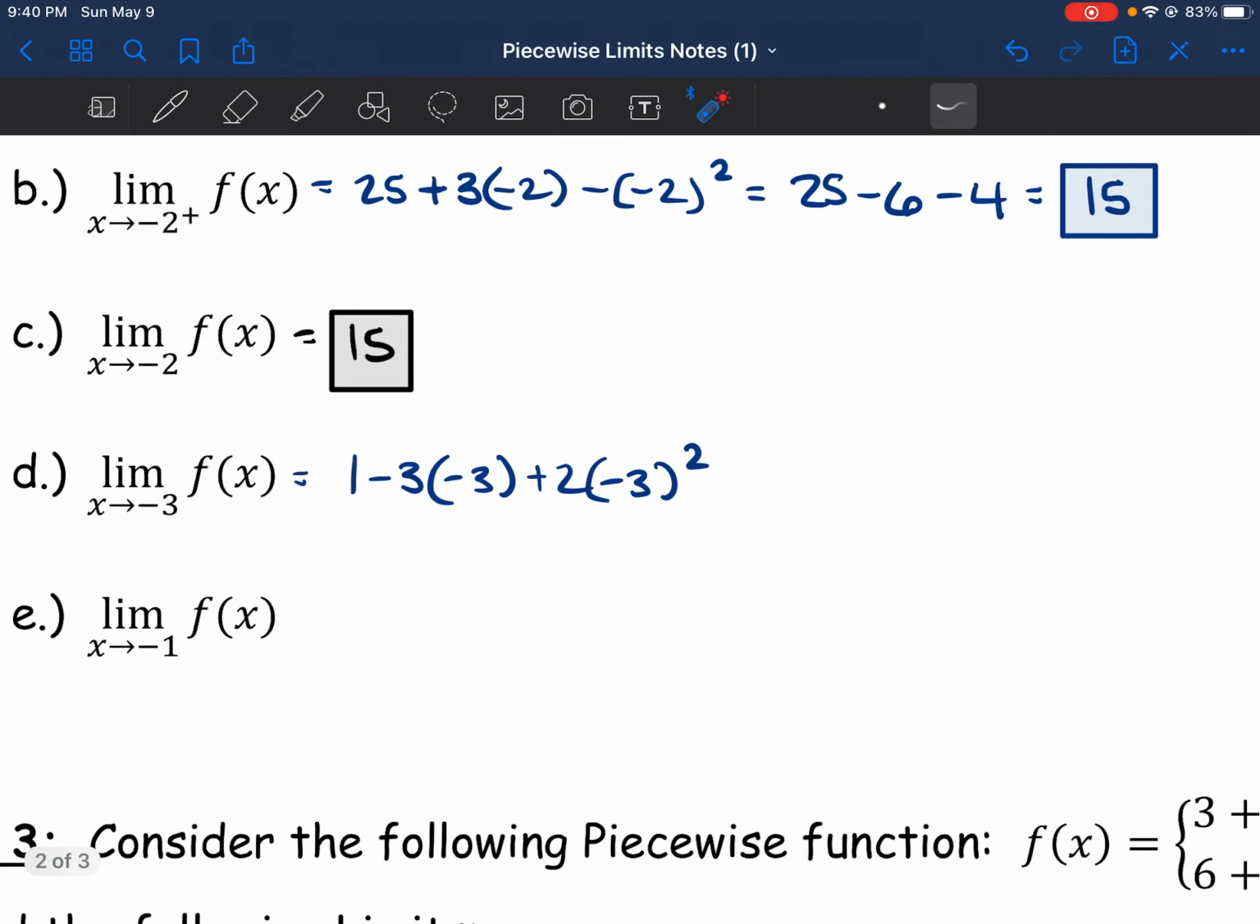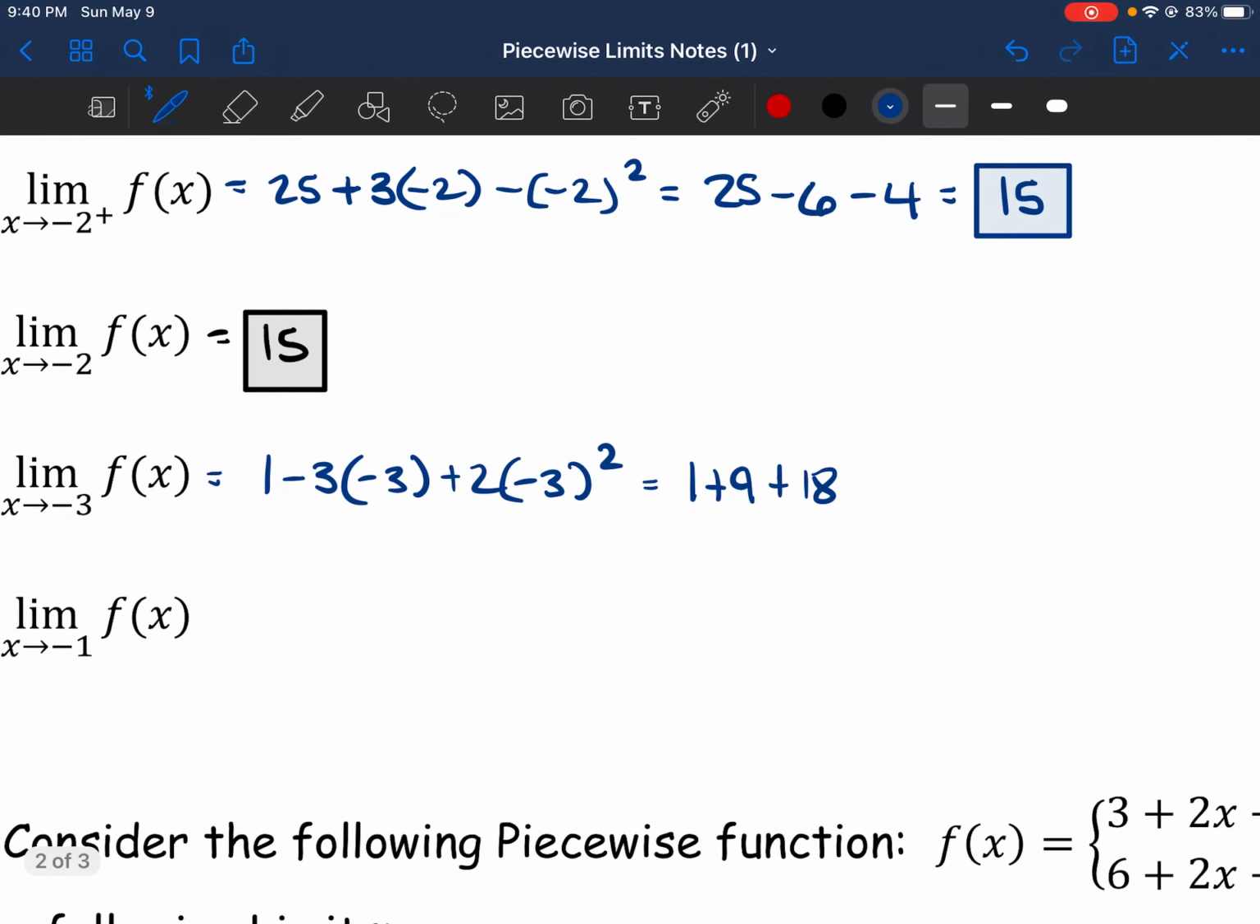Okay, and let's go ahead and simplify. So negative 3 times negative 3, that's going to be 9. 1 plus 9. Negative 3 squared, negative 3 times negative 3, that's 9. And 9 times 2 is 18. And if we simplify that, 1 plus 9 plus 18, that's equal to 28.